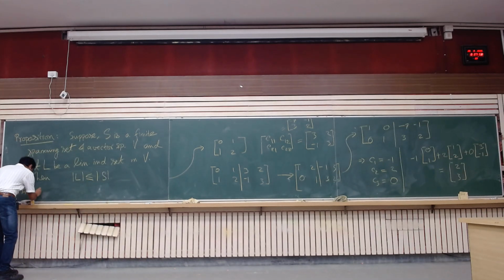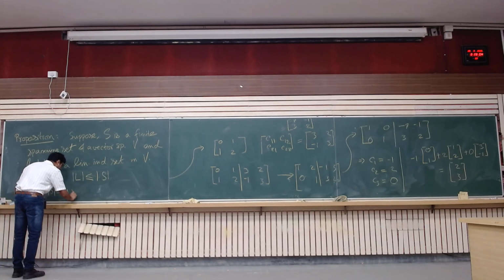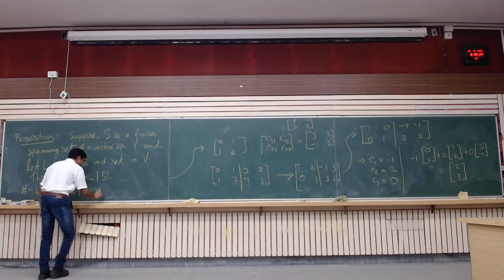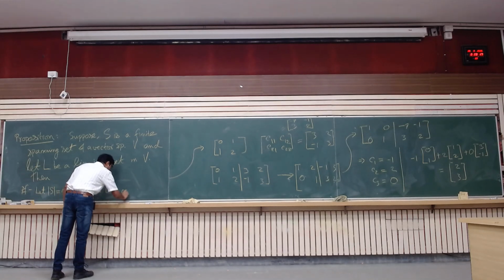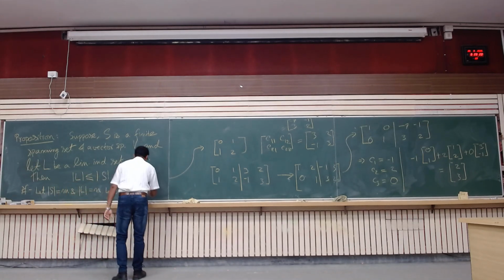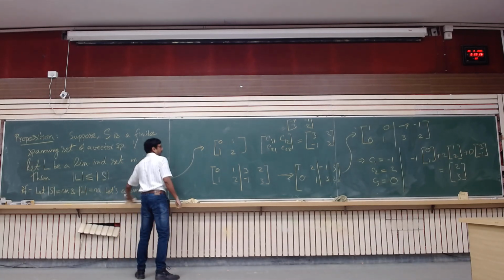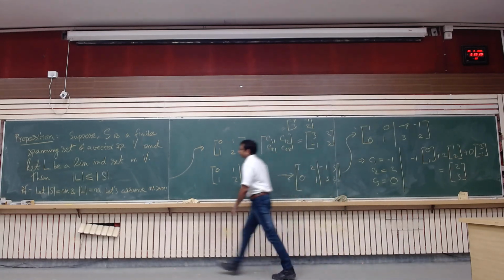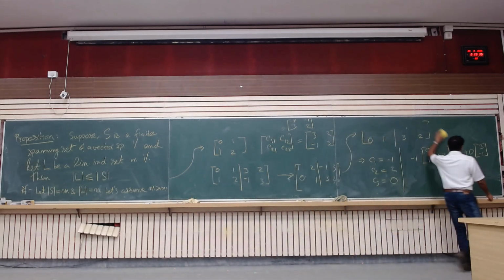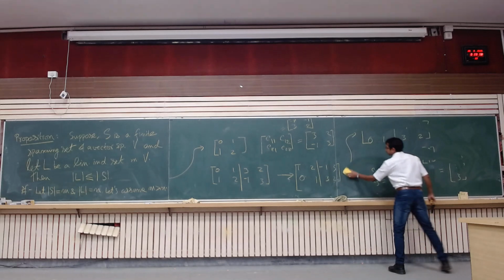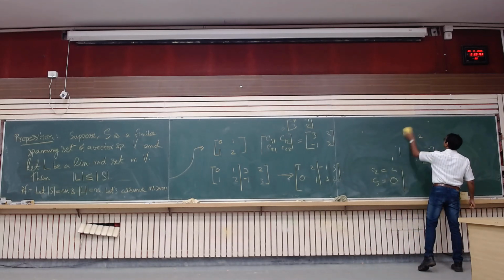So what we do here is, let the cardinality of S be M, and let the cardinality of L be N, and if possible, let's assume the contrary, that is, M is larger than N. Now, what we will do is express the elements of L in terms of the elements of S. Because it's a spanning set, we can do that, right?